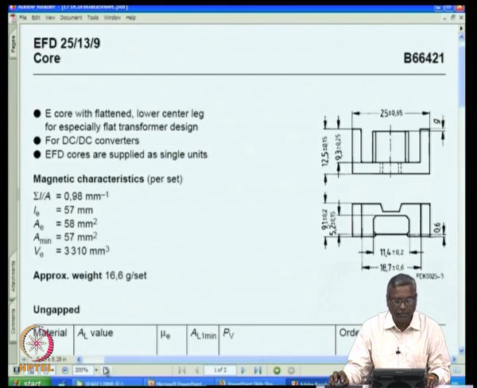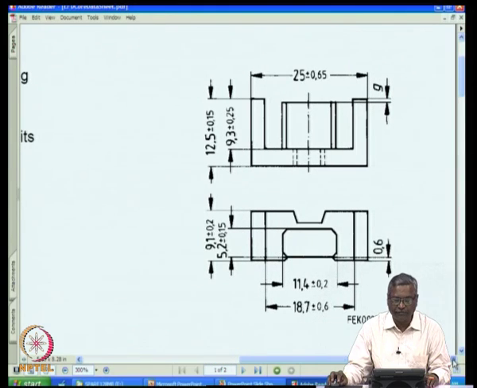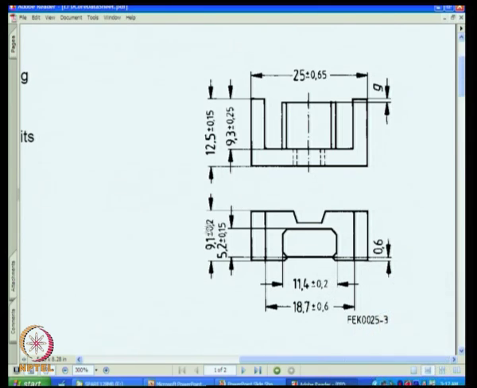If you see the size of this, these cores are called EFD type of cores, where the coil is arranged at this point, and there are two E cores, one above the other. If you put them together, you will be able to get the required magnetic circuit, but the magnetic circuit is now arranged with height in this direction, so that the overall height is only 9.1 millimeter. So, this is also a low profile type of core.